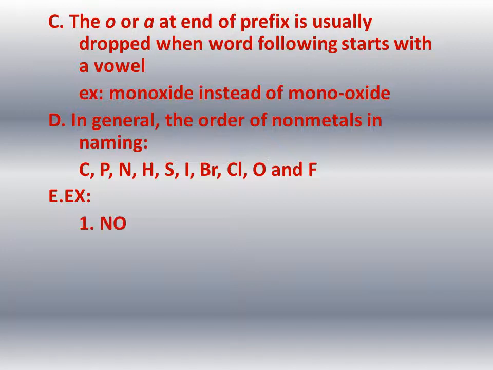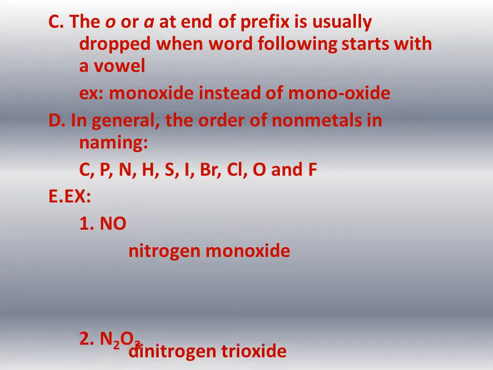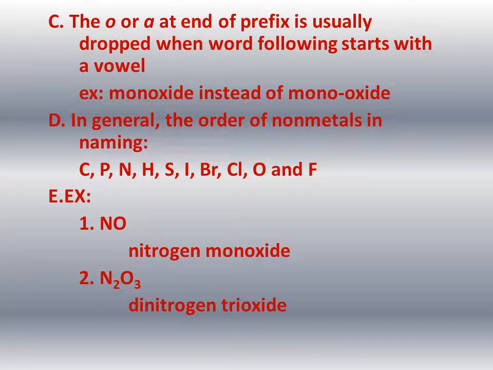When I name NO, I name the first element, nitrogen. There's one of them, so I don't need any prefix. And then how many O's do we have? One, so it's monoxide. So, nitrogen monoxide. The second one is N2O3. Since we have more than one nitrogen, we have to say dinitrogen, and then there are three oxygens, so trioxide.